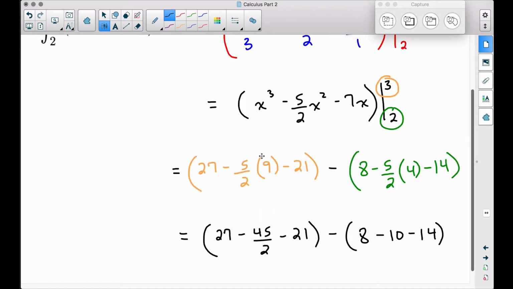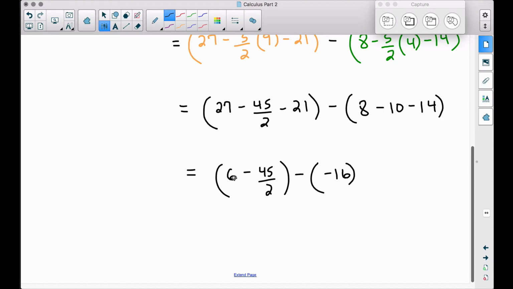So all I've done here is I took the 9 times the 5 to get 45 over 2. I left the 27 and that 21, I just brought them on down. Same thing for the 8. Be careful here. So we have 5 times 4 is 20 divided by 2 gives us 10. Then I brought down that 14. 27 minus 21 gives you the 6, bringing that on down, and then we have minus 8 minus 10 minus 14, that's a negative 16.